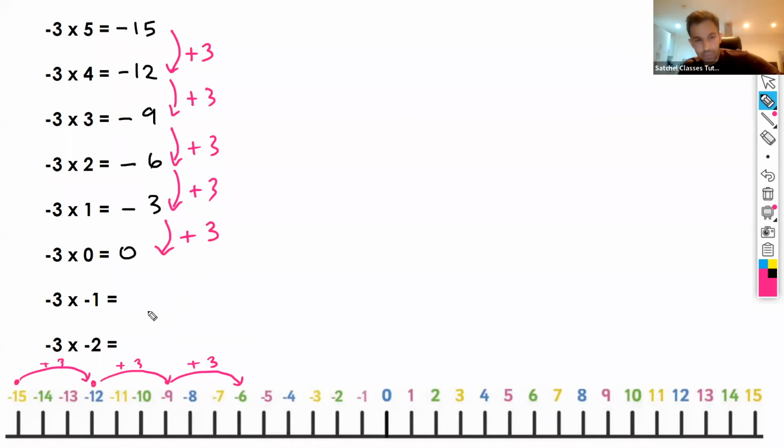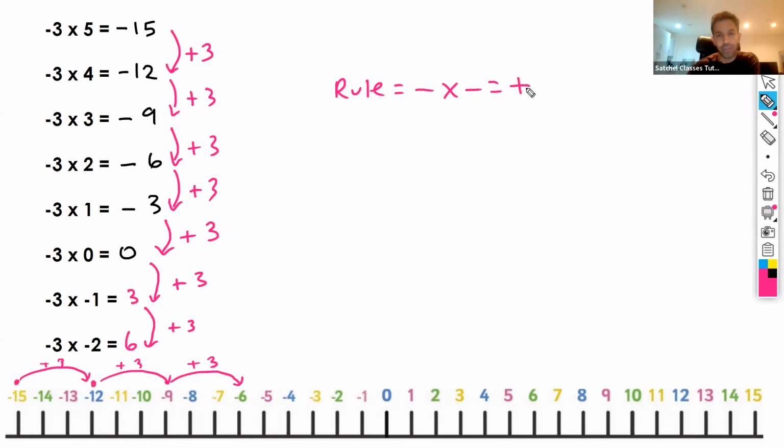So hopefully we can now see, if we continue this pattern, 0 plus 3 is going to give us an answer of 3, or +3. And likewise, 3 plus 3 is going to give us a positive answer, which is 6. So as a rule, a negative multiplied by a negative generates a positive answer. So 3 times 1 is 3, but -3 times -1 is still 3, because a negative multiplied by a negative gives a positive answer.